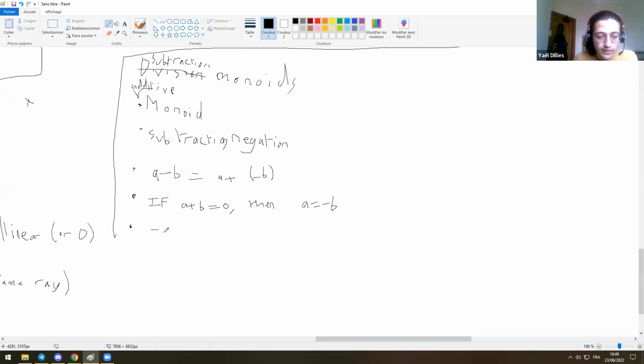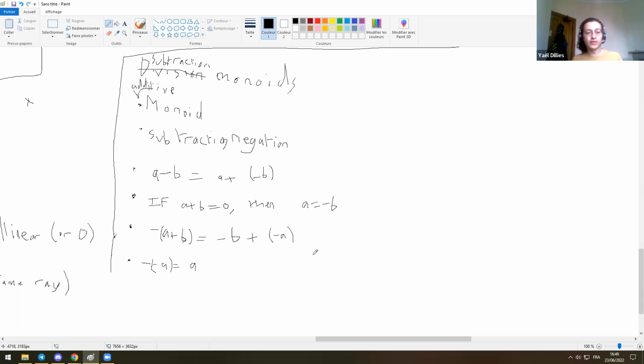We'll also say that minus a plus b is equal to minus a plus minus b. Well, actually, we'll say something else because we don't want to assume commutativity. So we'll actually write it like this: minus b plus minus a, and we can get the previous one by commutativity if we have it. And minus minus a is equal to a. Those are definitely true for groups.